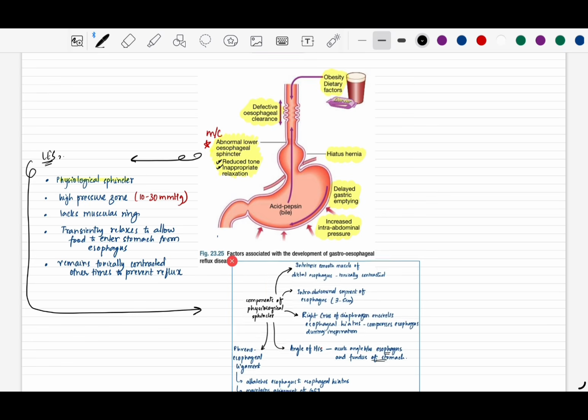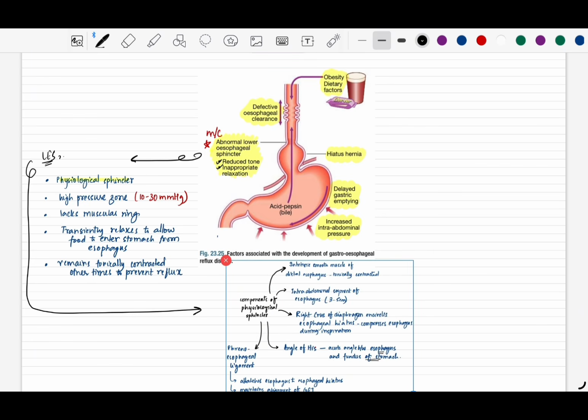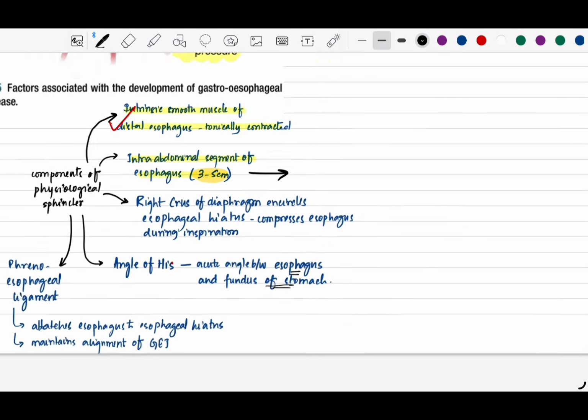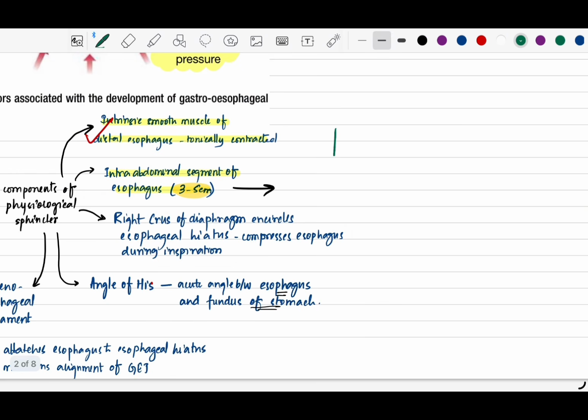These include the intrinsic smooth muscle of the distal esophagus that remains tonically contracted. We already discussed this. Then we have the intra-abdominal esophagus. The length is somewhere around 3 to 5 centimeter. Let's understand this. We know that the esophagus consists of three portions. We have the cervical region, then we have the thoracic region located in the mediastinum, and after it crosses the esophageal hiatus, before it opens into the stomach, this portion is the intra-abdominal esophagus. And this adds to the integrity of the lower esophageal sphincter.